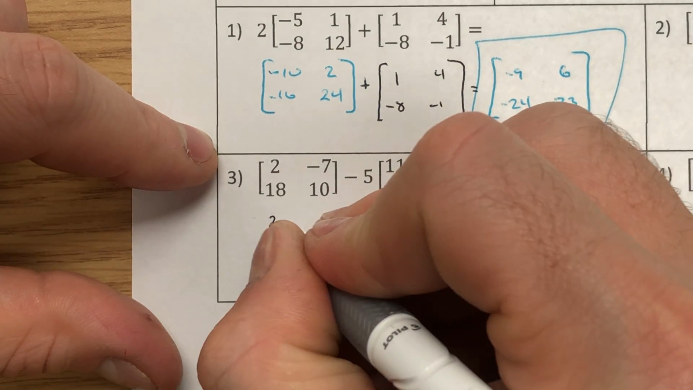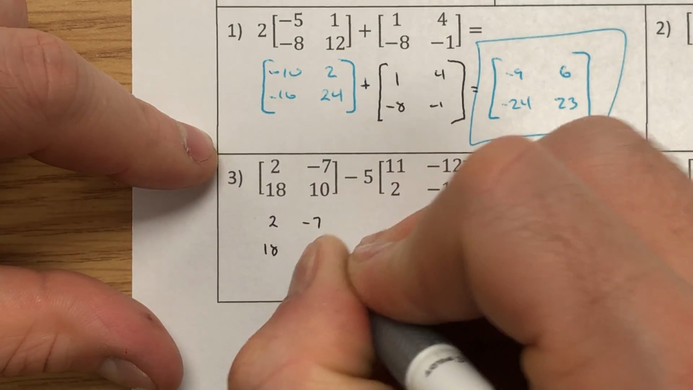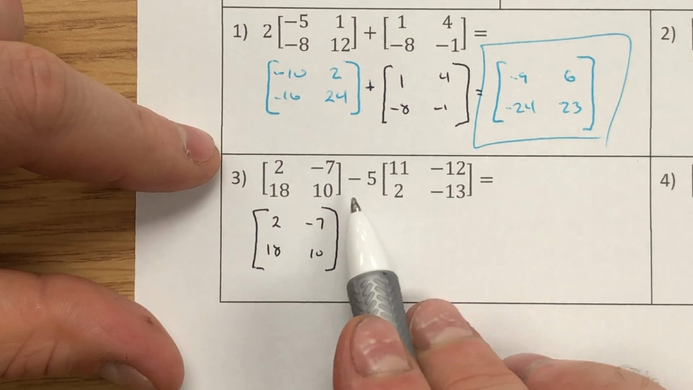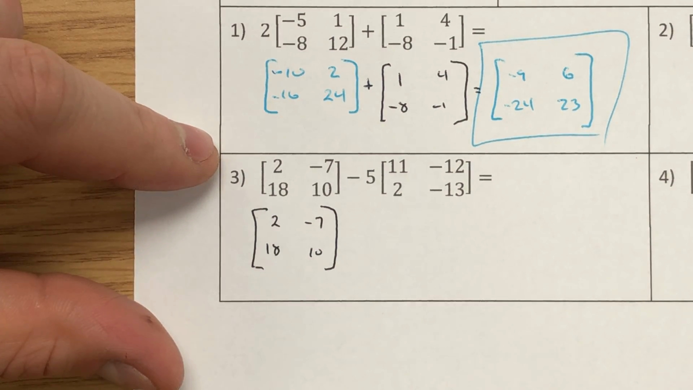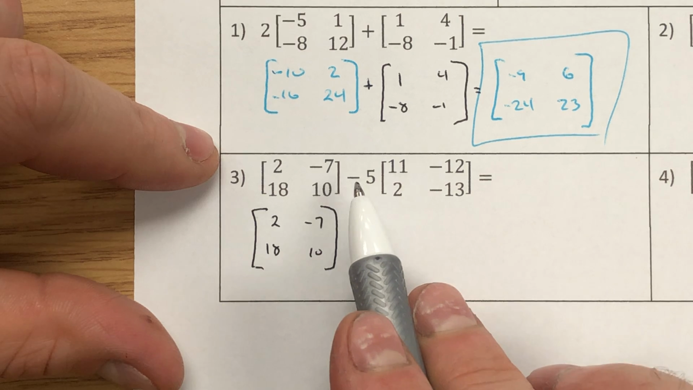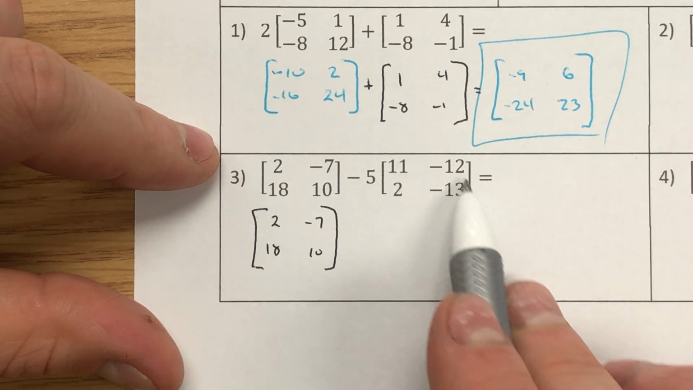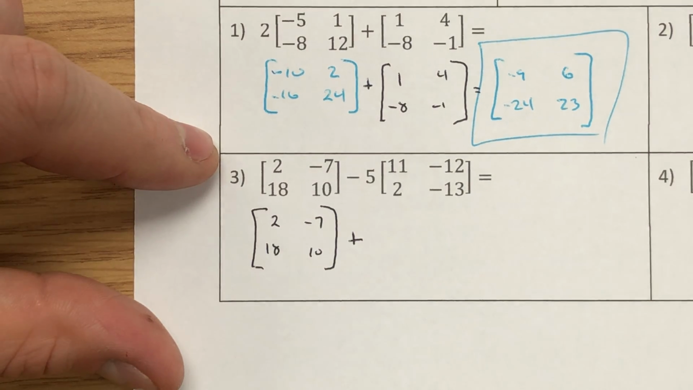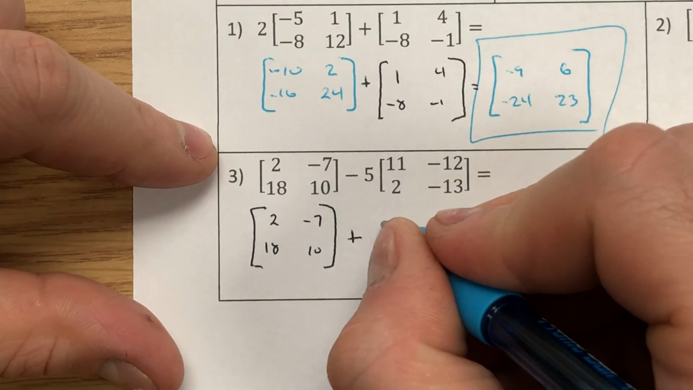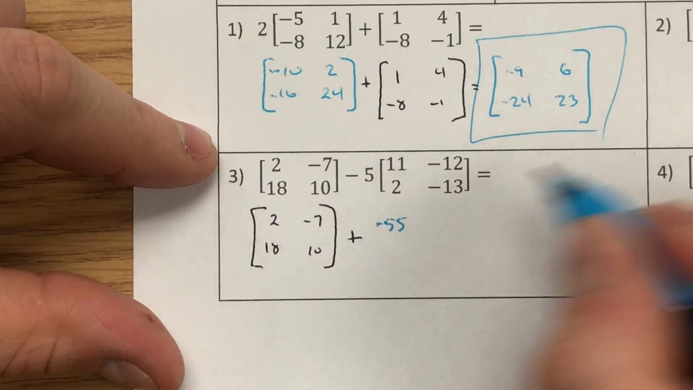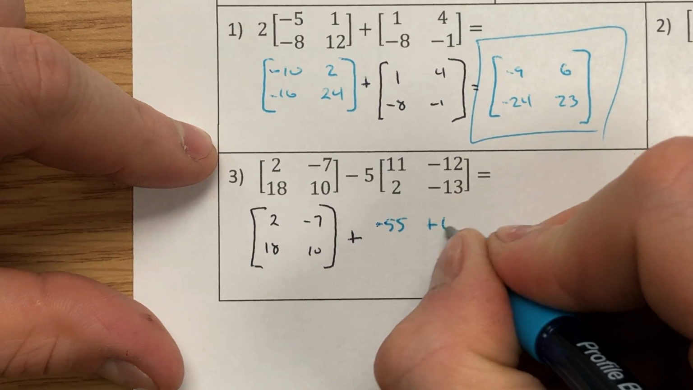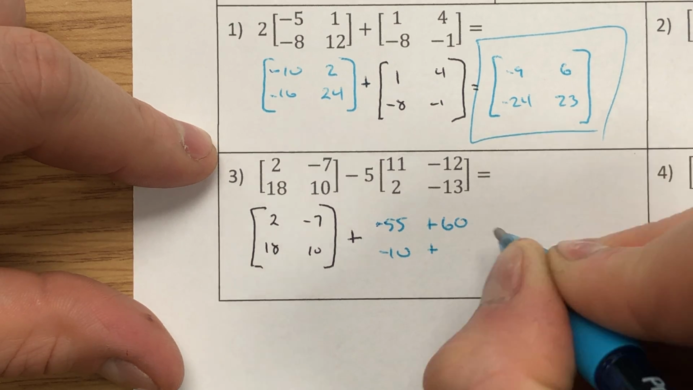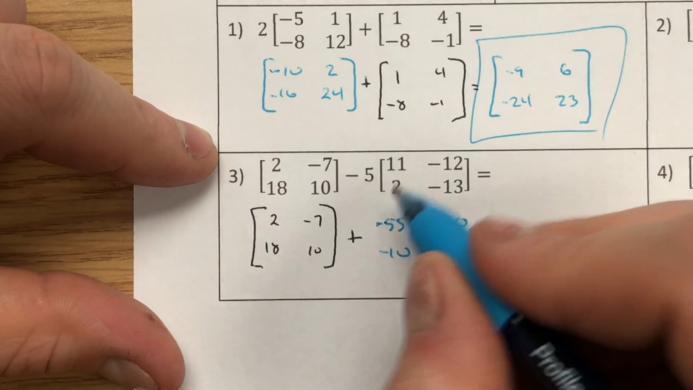But if I've pushed the negative into the matrix, I will not have a negative out here anymore. So the first thing I'm going to do is I'm going to drop this down because I'm not touching the first matrix at first. And so you have an option of distribute the 5 or distribute the negative. I'm going to distribute the -5, and I'm going to multiply all of these by -5, which means there is no longer a negative on the outside. That will become a -55. That will become a +60, a -10, and a +65.